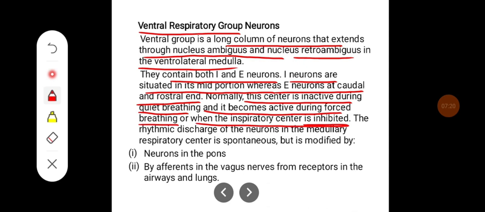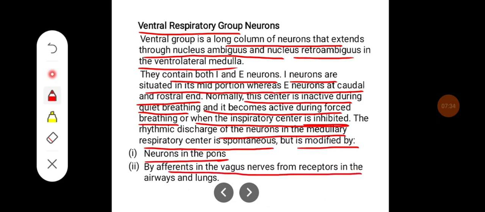is inhibited. The rhythmic discharge of neurons in the medullary respiratory center is spontaneous, but it is modified by the neurons in the pons and by afferents in the vagus nerve from the receptors in the airways and the lungs. So these structures are going to receive the negative feedback mechanism.